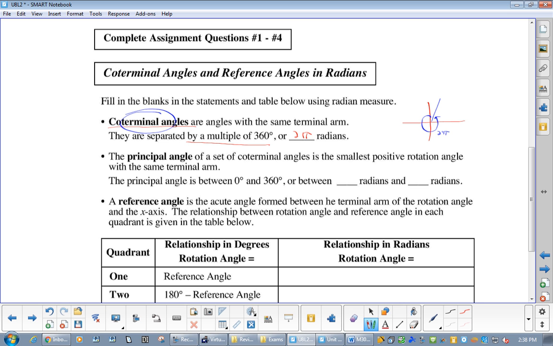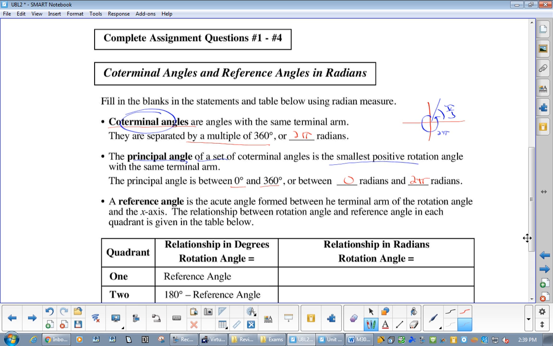The principal angle, of a set of coterminal angles, is the smallest positive rotation angle. Okay, so if this was, say, what would be a good one? Yeah, pi over 3. Okay, pi over 3 is the principal angle because it is the smallest positive rotation. The principal angle is between 0 and 360, or between 0 and 2 pi radians.